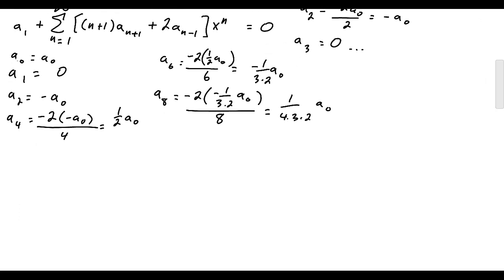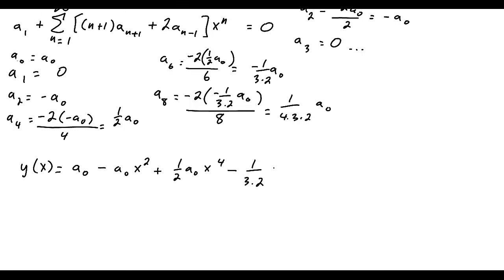And I'm going to go ahead and write out that y of x is equal to a sub 0, because that's unknown, minus a sub 0 times x squared, plus 1/2 times a sub 0 x to the 4th, minus 1 over 3 times 2, a sub 0 x to the 6th, plus 1 over 4 times 3 times 2, a sub 0 x to the 8th, and it continues in that pattern.